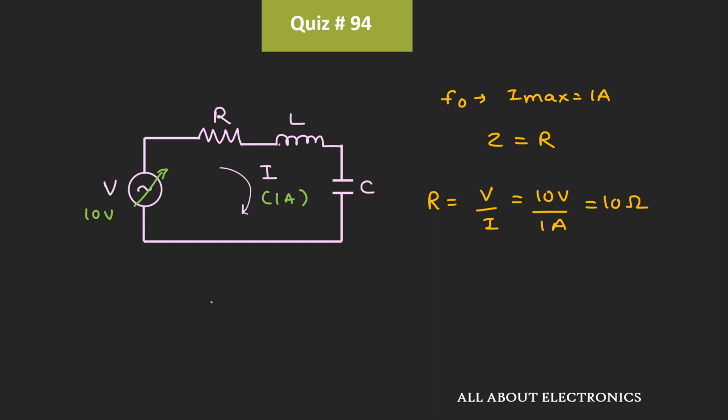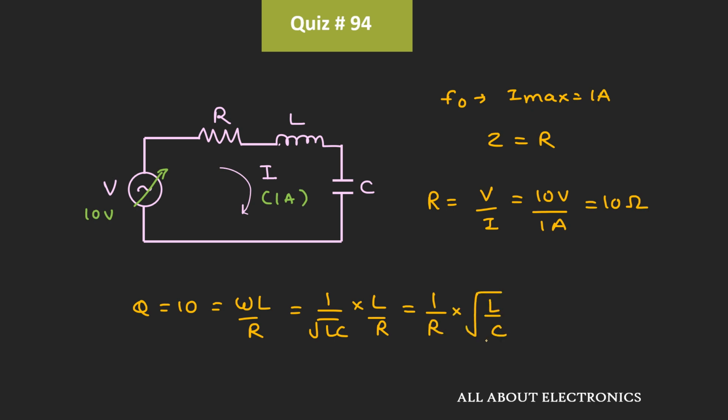Apart from that, here we have been given that when the current is maximum, at that time the Q factor is equal to 10. Now for the series RLC circuit, this Q factor is equal to ωL divided by R, and this ω is equal to 1 divided by root LC. That means Q is equal to 1 divided by root LC times L divided by R, or we can say that it is equal to (1/R) times the square root of L/C.